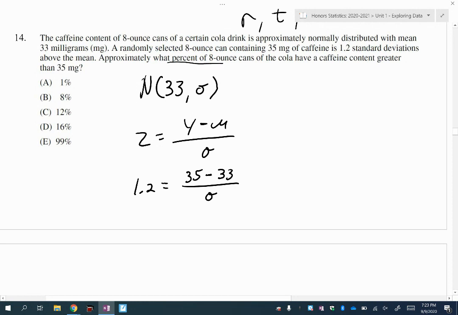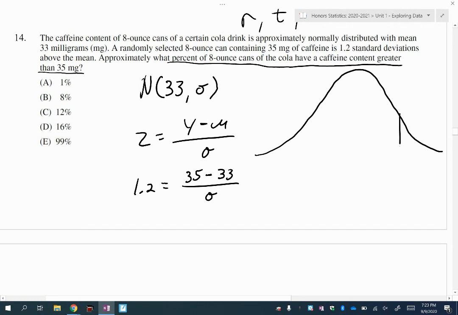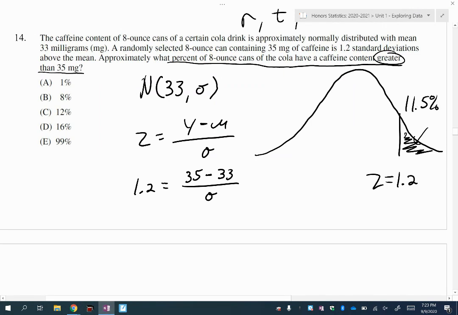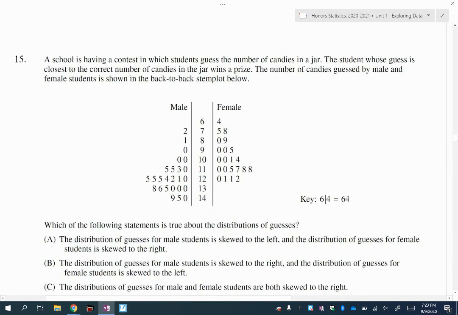It just says approximately what percent of cans of cola have a caffeine content greater than 35 milligrams. So guys, they've already given me the z-score. So I don't need to do any work to standardize. They already told me that z is 1.2. And it says greater than. All right, so I'm going to shade to the right. So all I need to do is go to my z-score calculator to find how much area under the curve is to the right of 1.2, that z-score. So right, 1.2, and it's 11.5%. So my answer is 11.5%. And when I look at my answer choices, the only one that makes sense is C, 12%. Okay, let's go to 15.